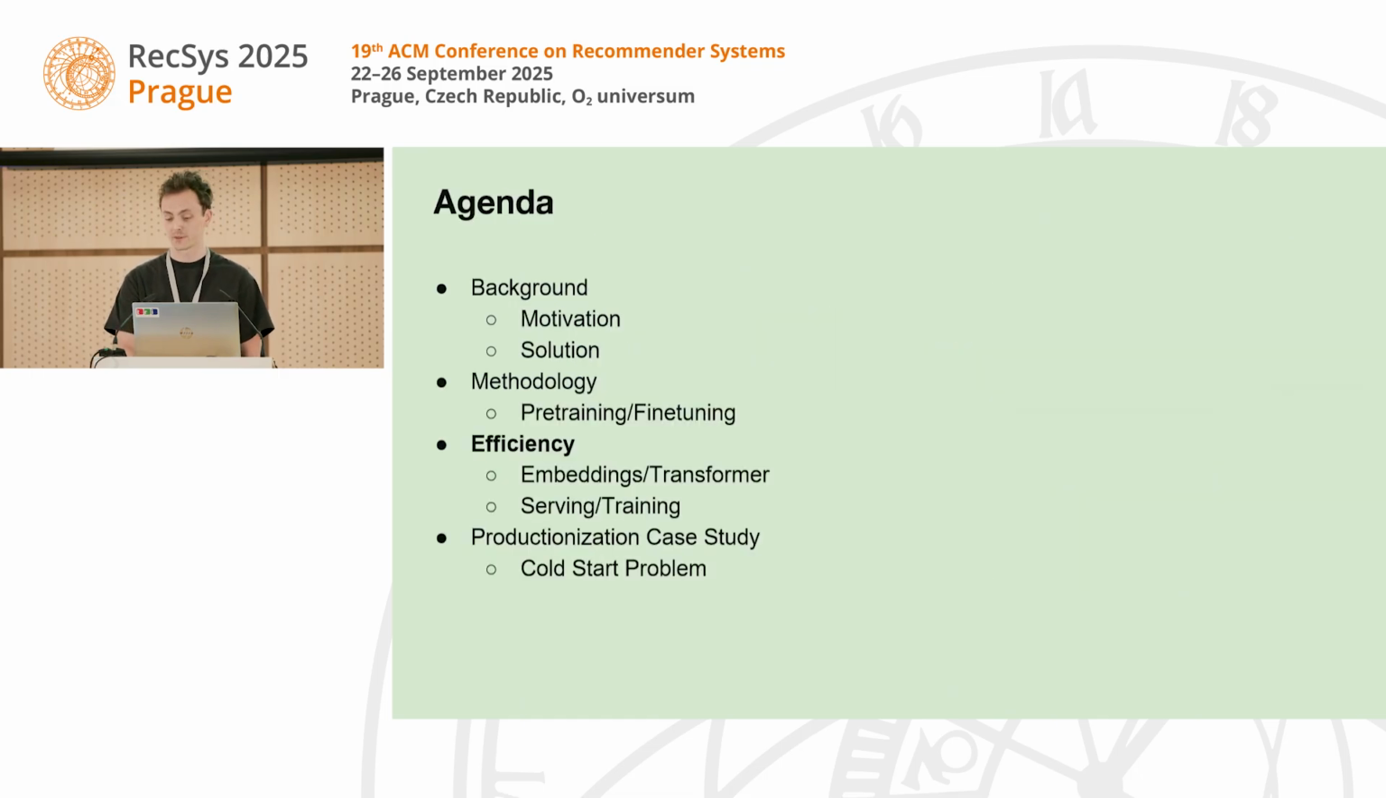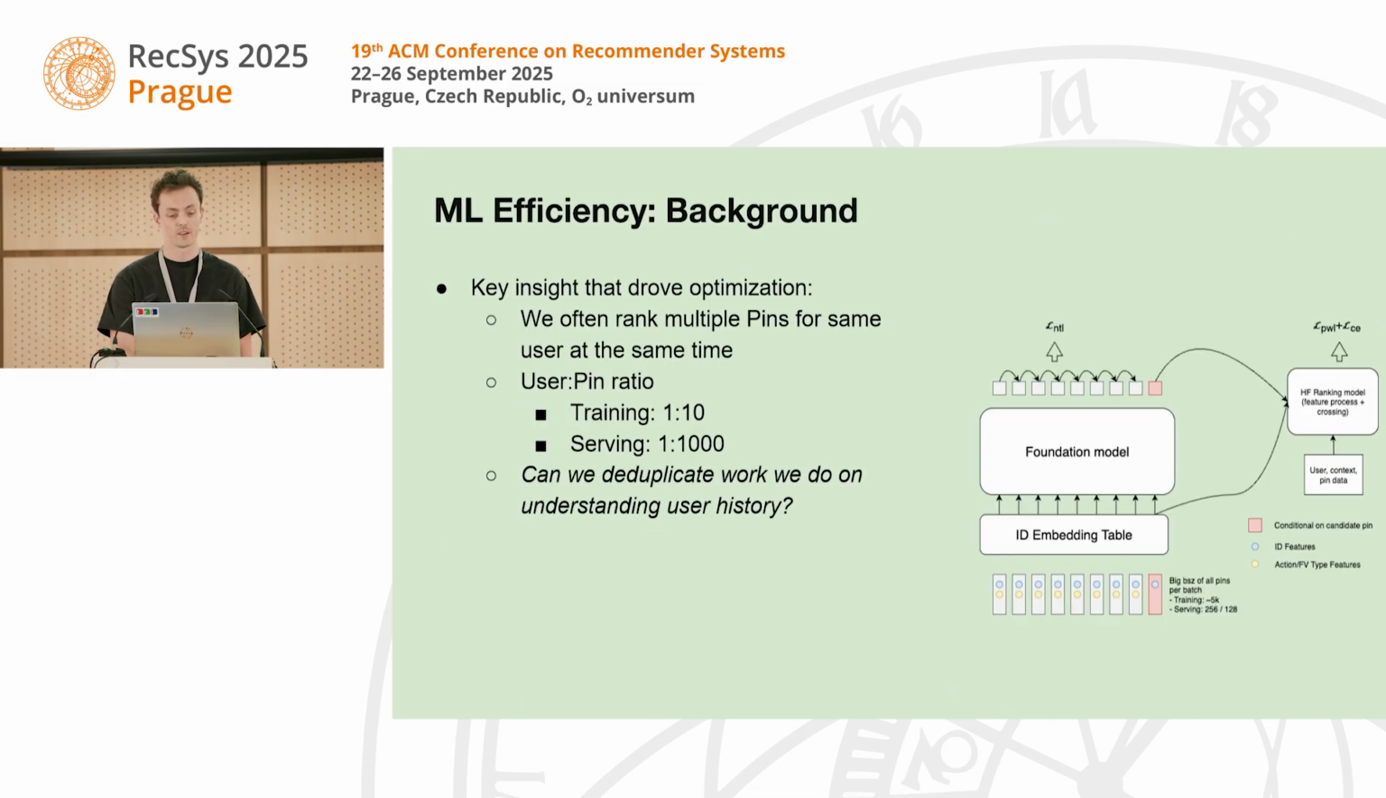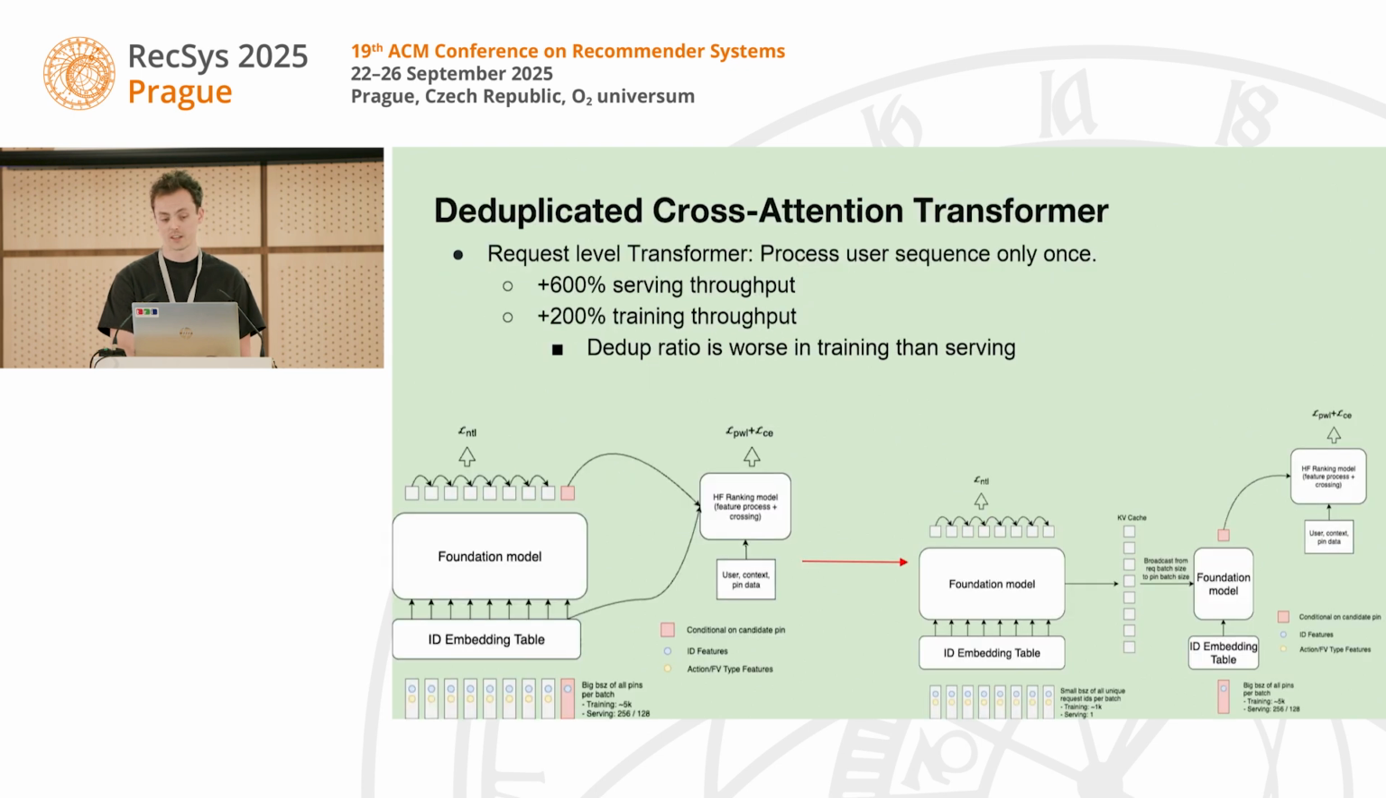Next, we'll talk about some of the efficiency considerations. So one of the key issues with this technique is maintaining reasonable cost. And the key insight that drove the optimization for this paper is that we're normally ranking multiple pins for the same user at the same time. Specifically, in training, this user to pin ratio might be 1 to 10. In serving, this might be 1 to 1,000. So the natural question is, can we deduplicate the work that we do on understanding user history? And the answer is yes.